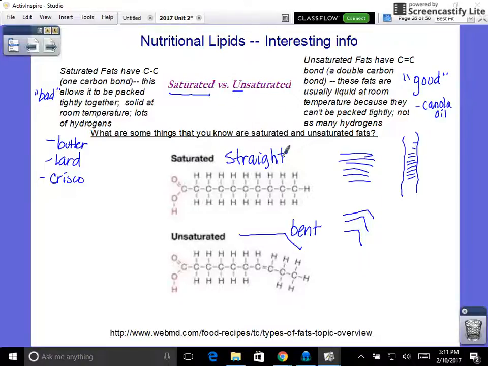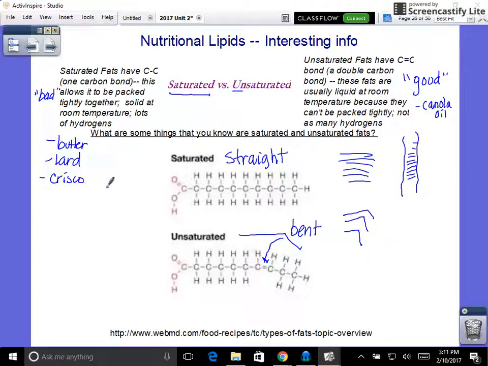Saturated fats are straight. You can see they're straight. Unsaturated fats have a bend, mainly because of this double bond right there that causes this bend. Saturated fats are kind of dangerous because they can pack in arteries. We were trying to draw an artery here. Unsaturated fats are bent and they don't pack so tightly. Some examples of saturated fats, otherwise known as the bad fats, are butter, lard, and Crisco.